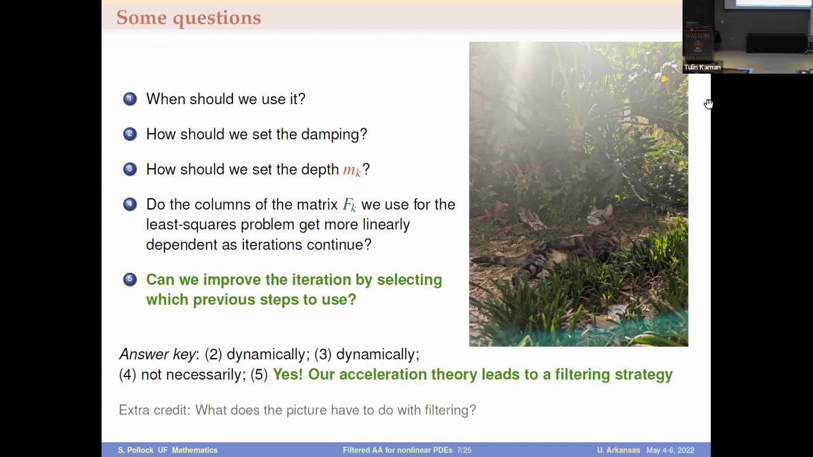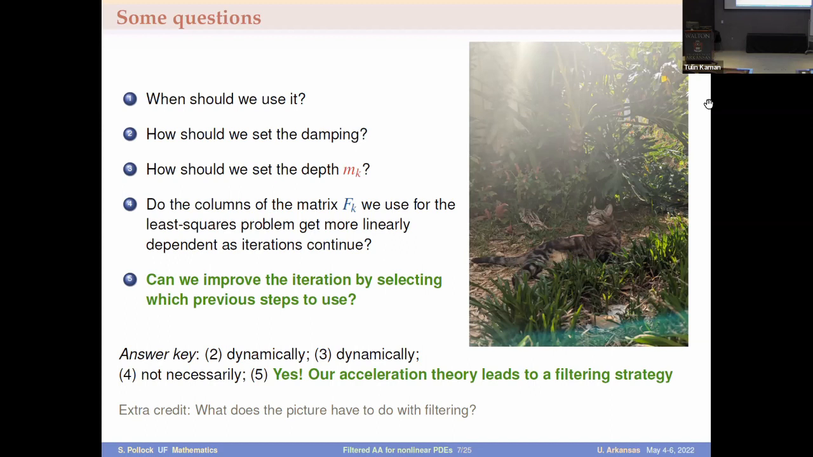For 4? Not necessarily. In fact, what we'll see is that these columns tend to have their linear dependence problem at the beginning of the iteration, which is why that's where the safeguarding really tends to be more necessary than at the end. And in fact, yes, we can improve performance by being selective on which columns to use.